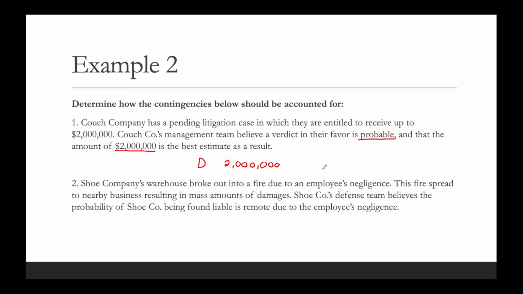So taking a look at this problem, we're dealing with a loss contingency since Shoe Company's warehouse broke into a fire that led to mass amounts of damages. That would be a loss. However, it says management's probability of this loss is remote, and it doesn't even provide management's best estimate or a range. However, we know that a loss contingency or gain contingency for that matter that is remote, you would provide no disclosure nor an accrual. So I'm just going to write none here.